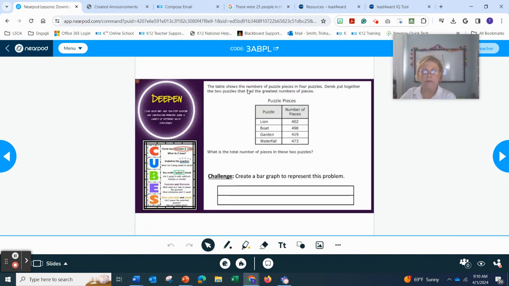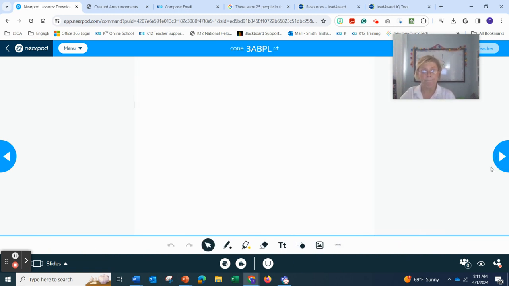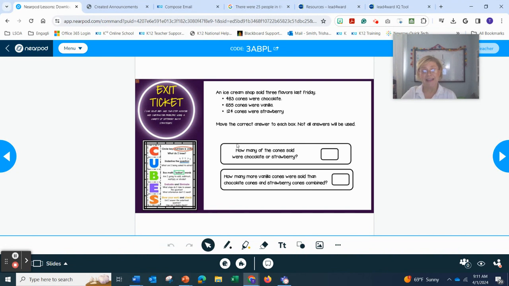The table shows the number of puzzle pieces in 4 puzzles. Derek put together 2 puzzles that had the greatest number of pieces. What is the total number of pieces in these 2 puzzles? And then, once you answered that, you're going to take it a little bit further by creating a bar graph to represent this problem. And then lastly, your exit ticket. It does say it's a drag and drop, but drag and drop did not drag or drop, so you're just going to answer in the box.